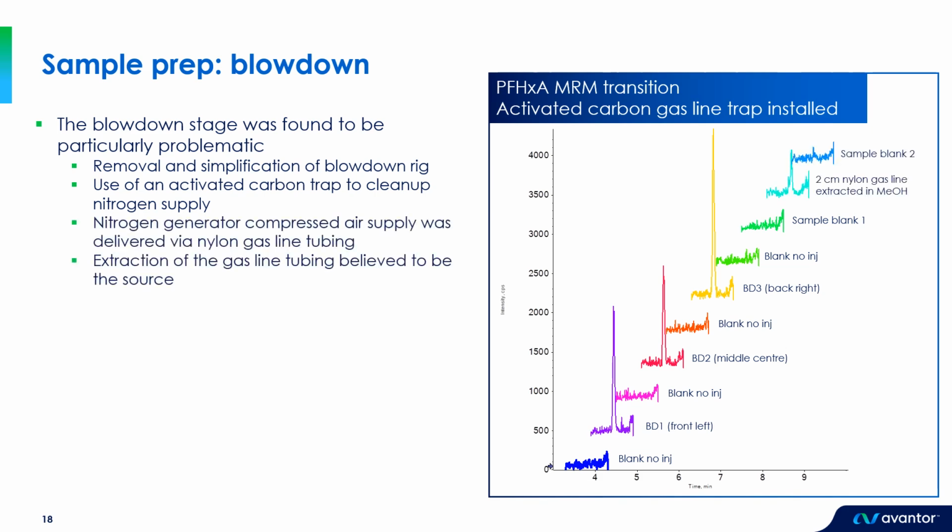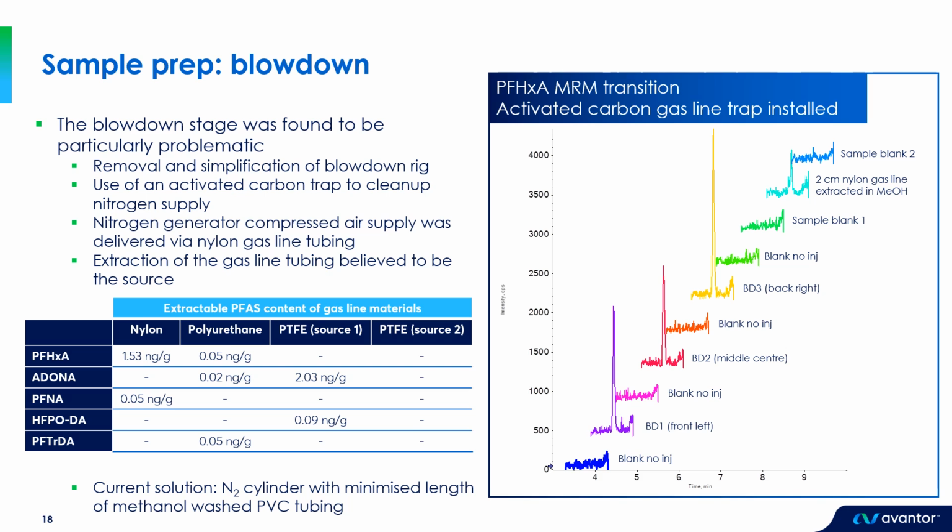So our nitrogen generator was actually fed from a compressed air supply located at the other end of the building. This compressed air was delivered via a long network of nylon gas lines running through the ceiling. When we extracted a piece of this nylon tubing in methanol, we detected PFHxA, so that indicated that the gas line tubing itself was potentially causing the issue. We assessed several other types of tubing made from different materials, which included polyurethane and two sources of PTFE. Ironically, the PTFE tubing was actually the cleanest, but remembering we were only testing for 18 PFAS at that point, we preferred not to use it in the interest of forward compatibility.